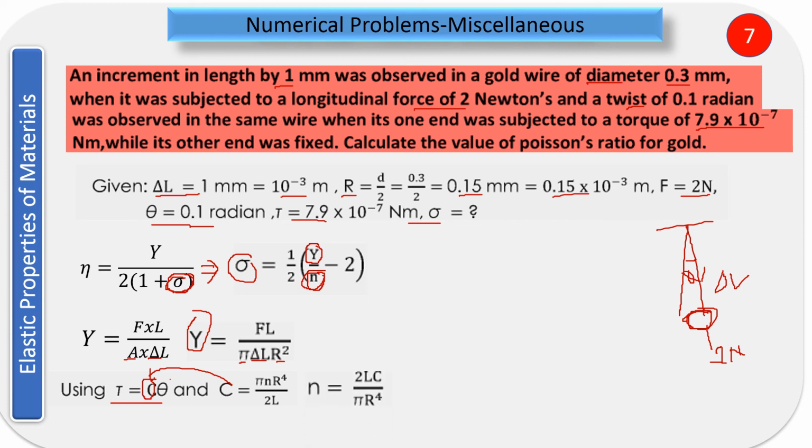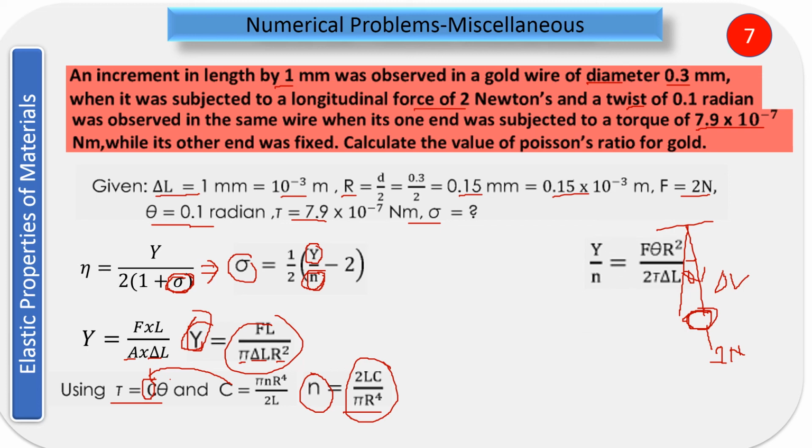So if you rearrange, the value of eta will equal 2l c upon pi r to the power 4, right? Here I have not substituted the value of c right now. C we can substitute at any time if required. Now here I have the value of Y that we have got, and you have got the value of eta. Substitute both the Y and eta, so you find out the ratio of Y and eta.